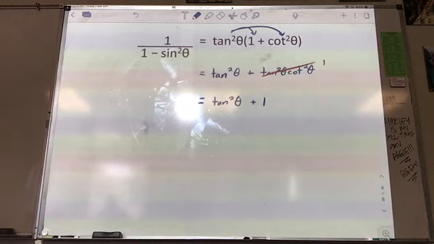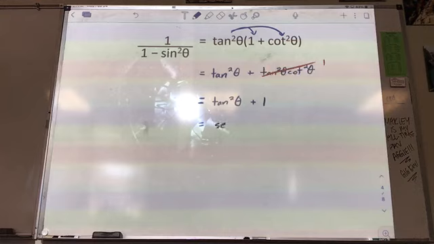Anybody know what we could do? One thing that I didn't have written on my hints is, anytime you see something squared, just check your Pythagorean identities. Tangent squared plus 1, does that turn into anything? Yes. So this equals secant squared. So anytime you see something squared, especially if there's a 1 next to it, check your Pythagorean identities.